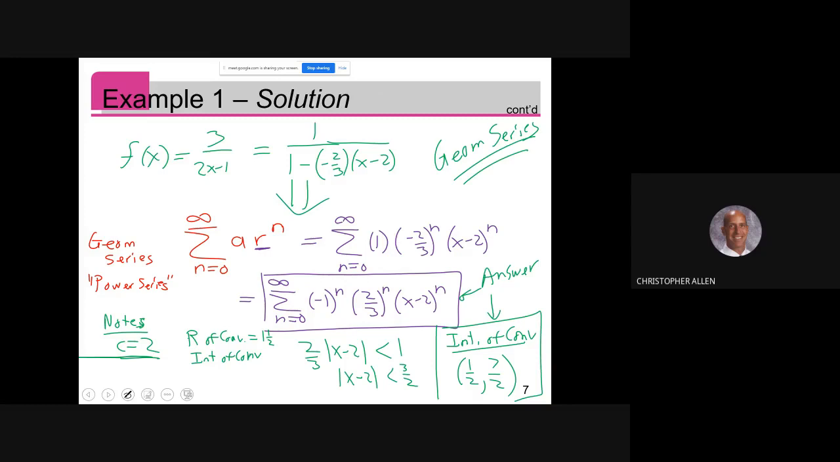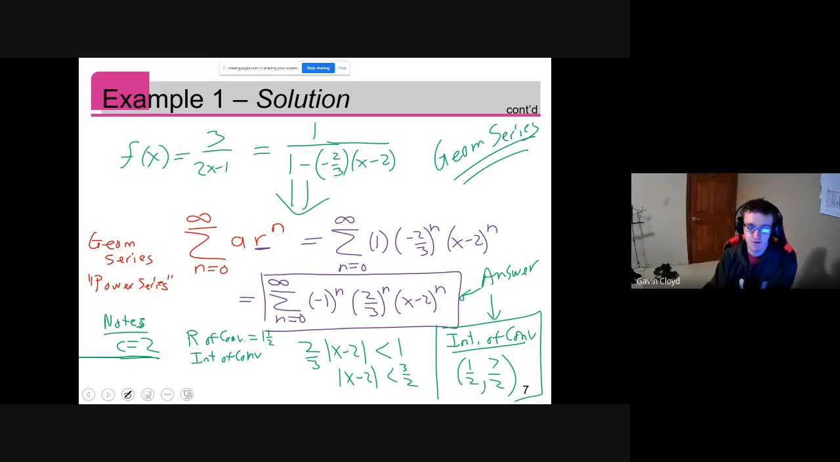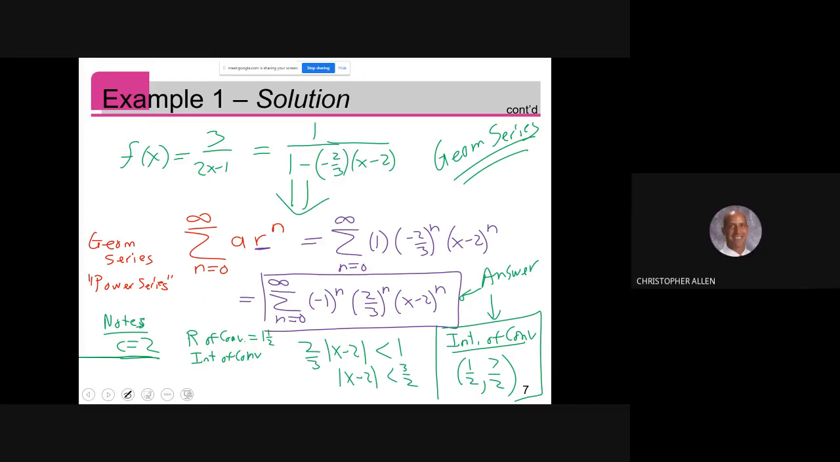Yes. Is the left endpoint, isn't that negative 1/2? Or am I just dumb? You are not just dumb. You would not be in this class if you were dumb. But I think 2 minus 1.5 is, I think, 1/2.